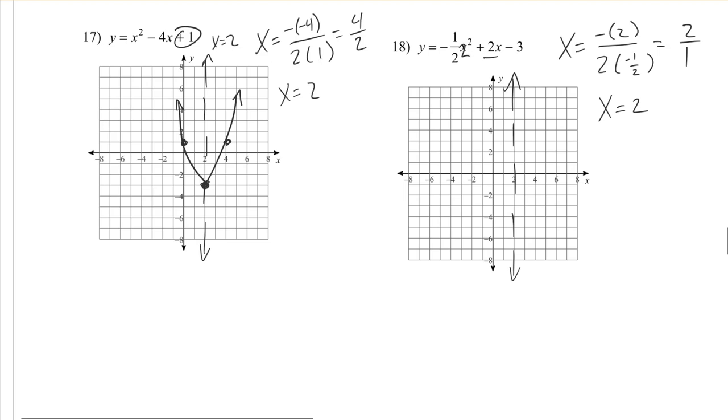Let's plug in a 2. 2 squared is 4. Half of 4 is 2 times negative 1 is negative 2. 2 times 2 makes 4 again. Minus 3, so that's 2 minus 3, which is negative 1. Our y-intercept is negative 3. And that's enough.